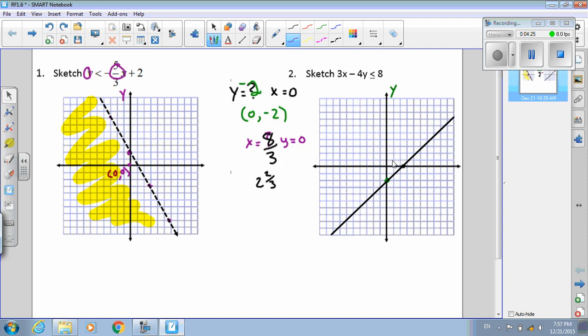So last time we picked 0, 0. Let's pick 1, 1 here. 1, 1's a good one. It'll be quite easy. So 3 minus 4. Is that smaller or equal to 8? Of course it is, because this is -1. That means that this is my feasible region. That means any points found in this part of the Cartesian plane will be solution to this inequality.